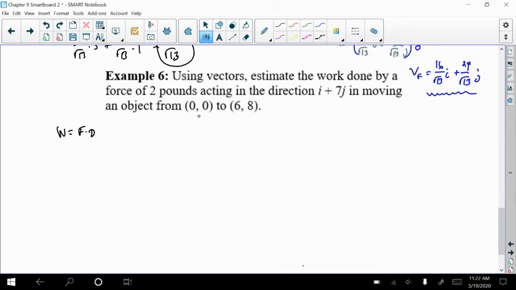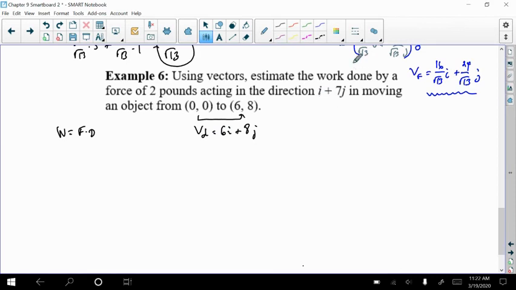And I like to find the distance vector first. So going from 0, 0 to 6, 8. That vector, so v sub d to represent my distance, could be 6i plus 8j. So I know that it's moving to the right 6, up 8. Now, if I wanted to find the magnitude of that, that'd be 10. That's a 3, 4, 5 triangle. That makes me happy. But for now, I just need it to be a distance vector.